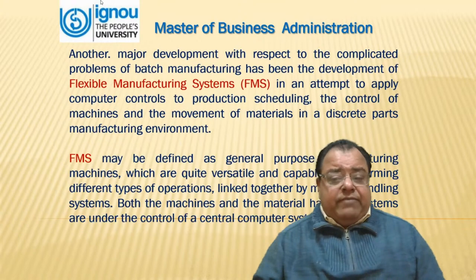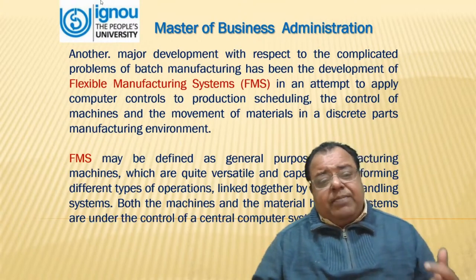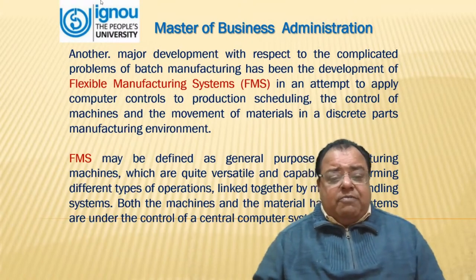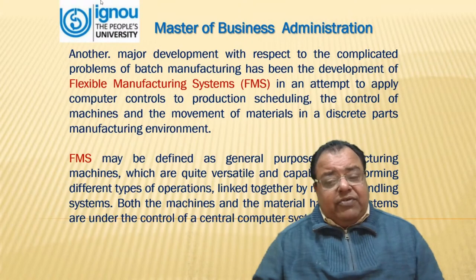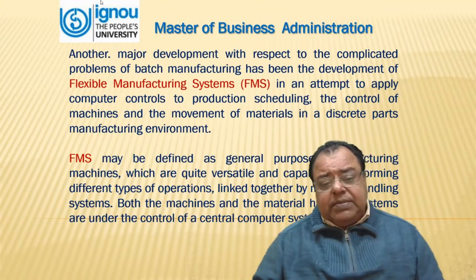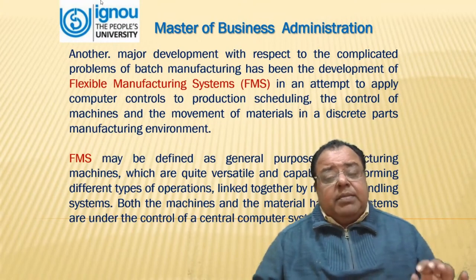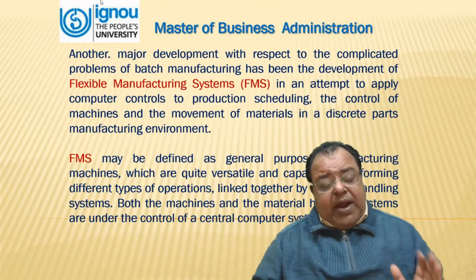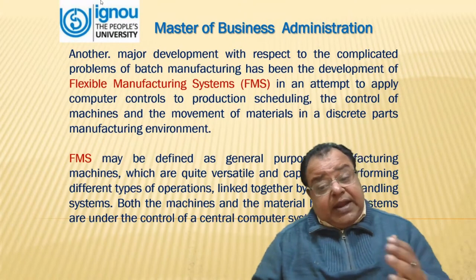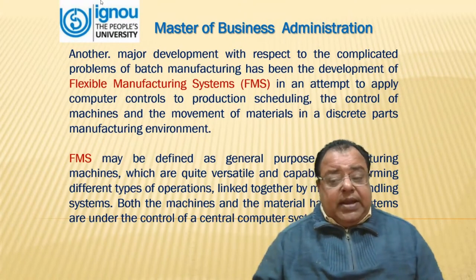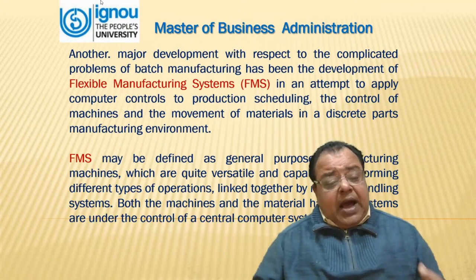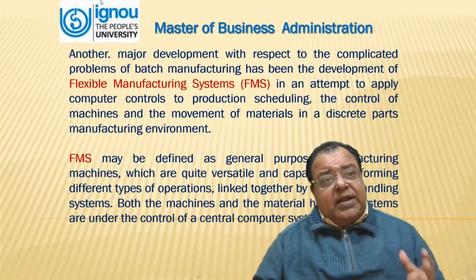system, that is FMS. It is an attempt to apply computer controls to production scheduling, the control of machines and the movement of material in a discrete parts manufacturing environment. FMS may be defined as general purpose manufacturing machines, which are quite versatile and capable of performing different types of operations, linked together by material handling systems. Both the machines and the material handling systems are under the control of a central computer system.